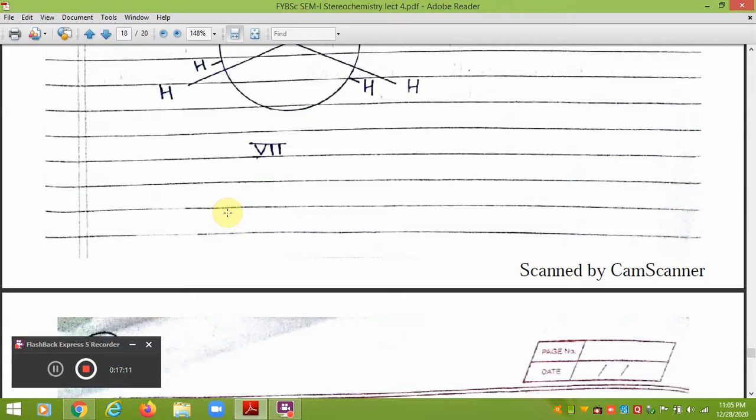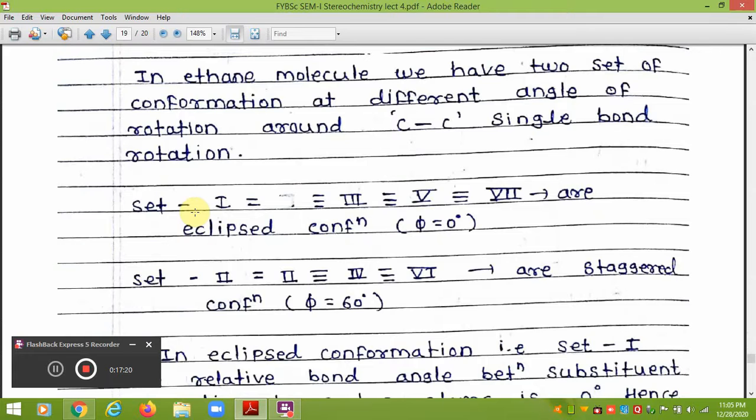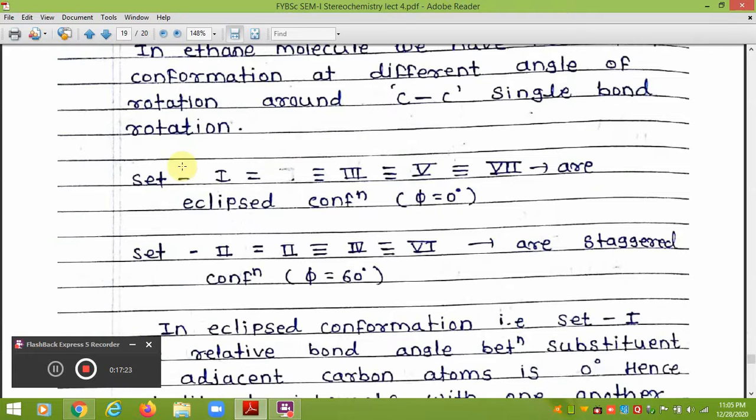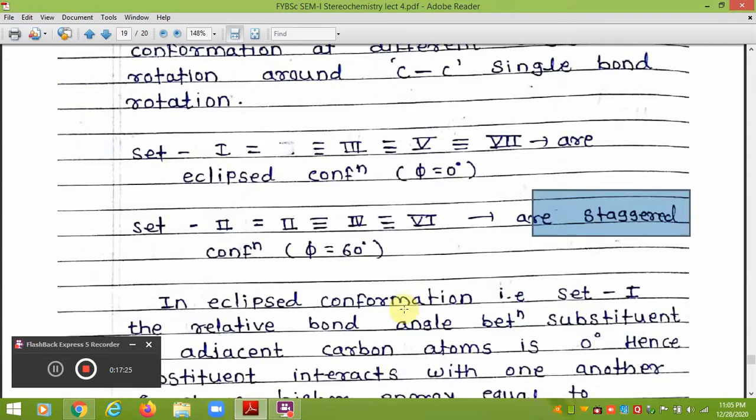That's why these are called staggered conformations. Due to the rotation of a complete 360 degrees around the carbon-carbon single bond of ethane, we get two types of conformation. One is called the eclipsed conformation and the other is called the staggered conformation. These are eclipsed, and here it is the staggered conformation.